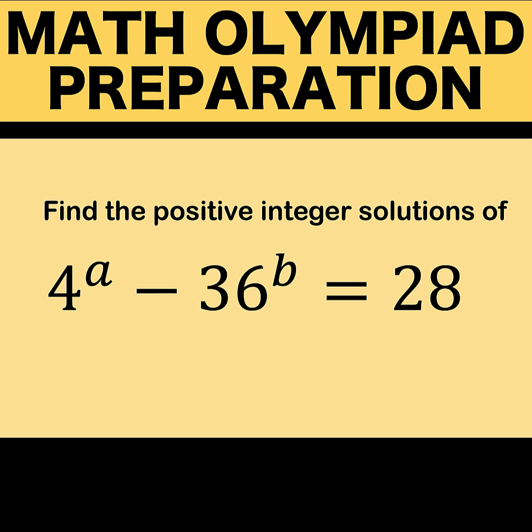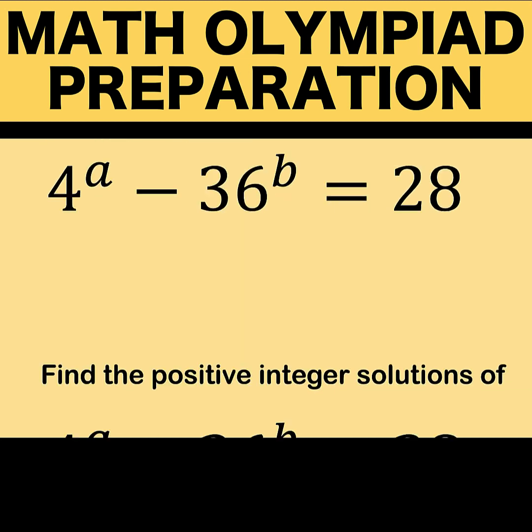Hi everyone, here's our math problem for today. Find the positive integer solutions of 4 raised to a minus 36 raised to b equals 28. This is a Diophantine equation, and we are interested in finding all the pairs of positive integer solutions if they exist. You can pause the video and see if you can solve this problem. Now let's solve this problem together.